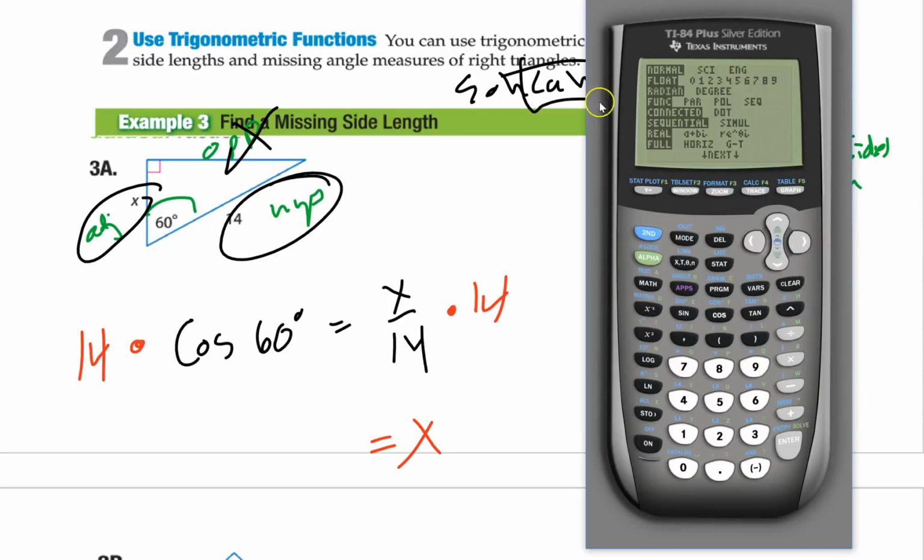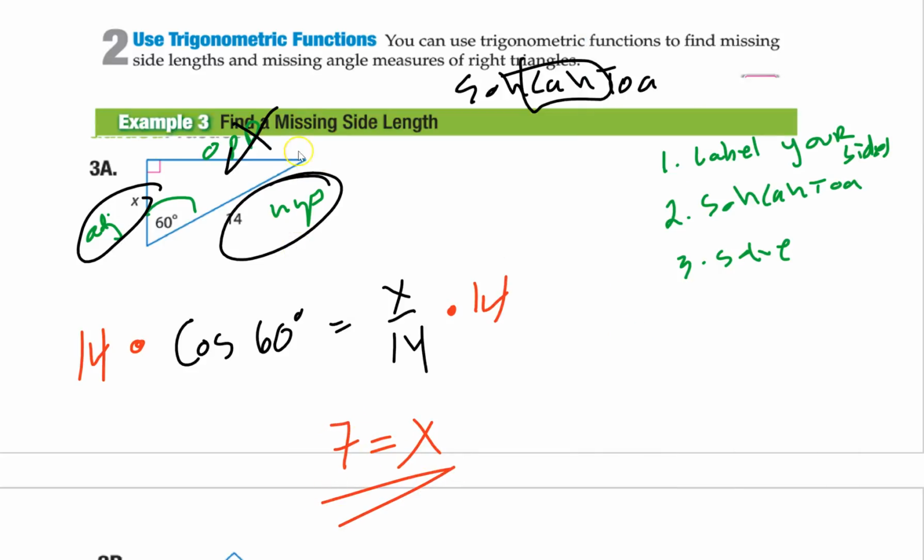How can you tell when you use degrees? There's a degree symbol, so it's kind of a big giveaway. So we're going to go over to degree, hit enter. Now it's in degree mode. I do the exact same thing, 14 times cosine 60. Now I get my answer of 7, which makes a lot more sense.